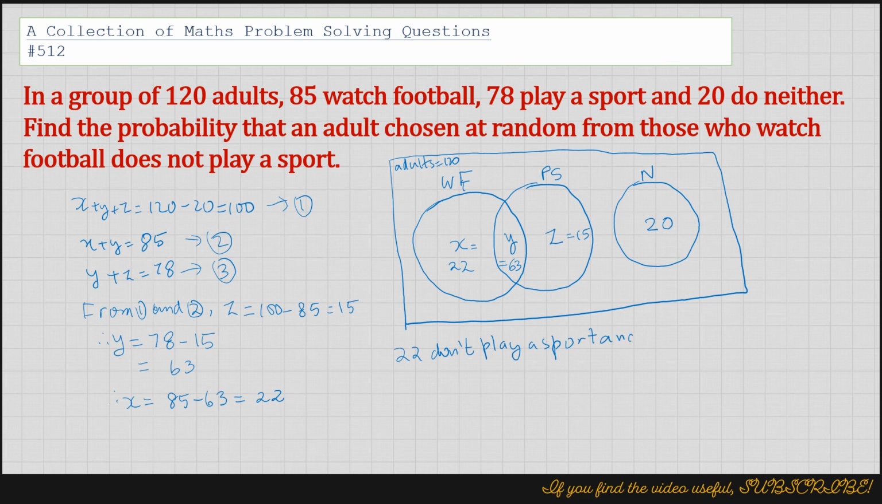and belong to the watch football group. So this is the watch football, the WF group. So therefore, probability would be 22 divided by 85, and that is the answer.